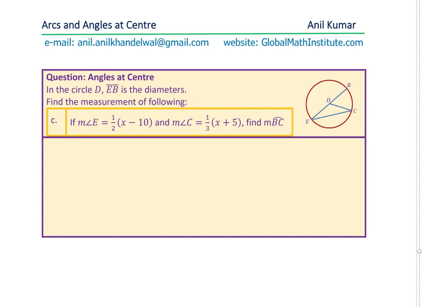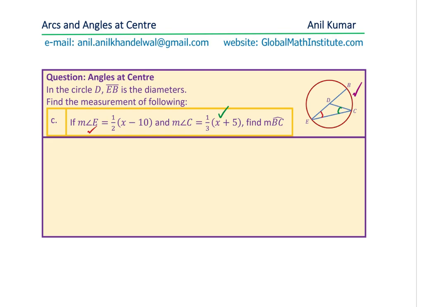Now let's look into the next example where we are given the measurement of angle E. That means this angle is given to us as half of x minus 10. So that is given to us. And now we are also given that angle C is 1/3 of x plus 5. So angle C I will write here, which is given to us as 1/3 of x plus 5. And we need to find the arc BC. So we need to find the third thing, which is this particular arc BC.